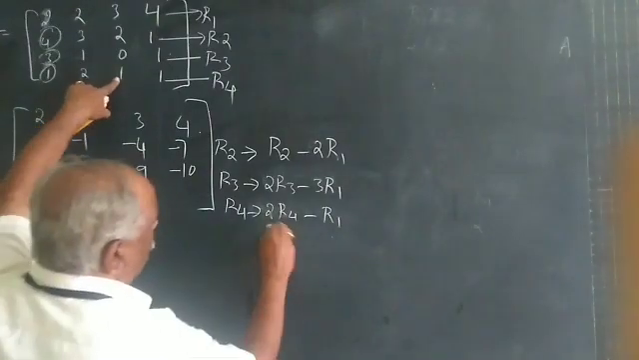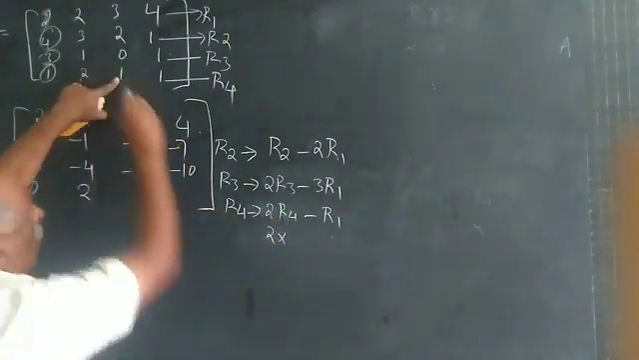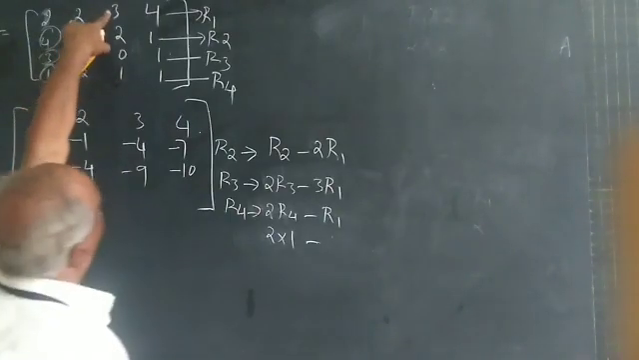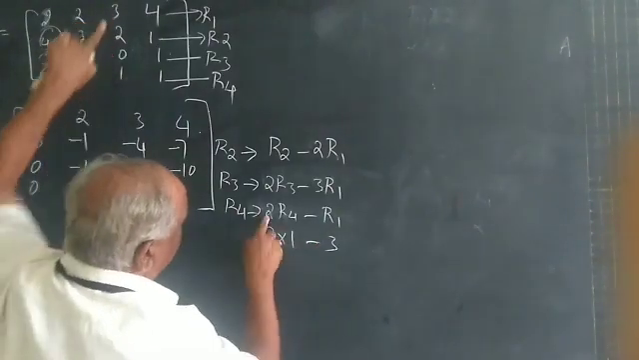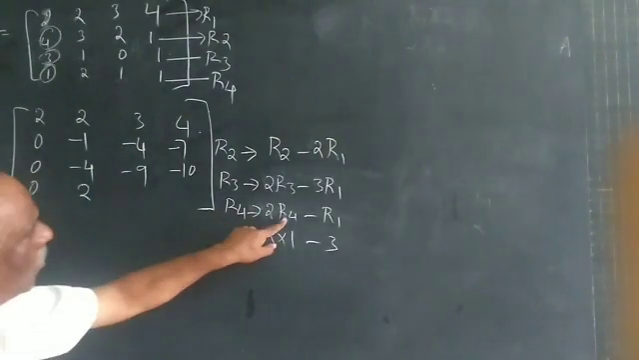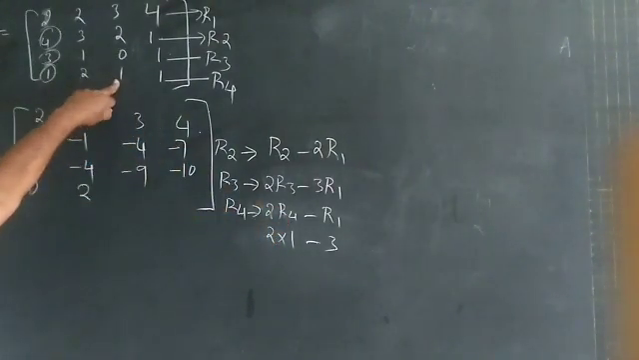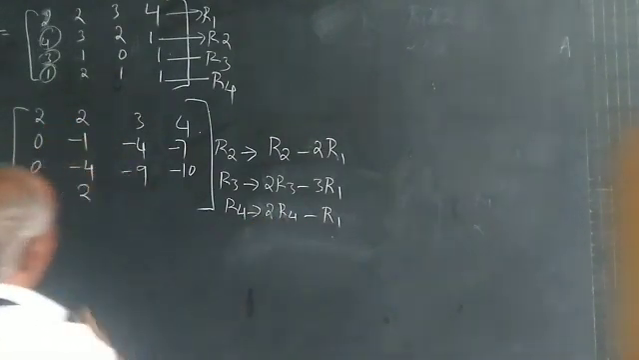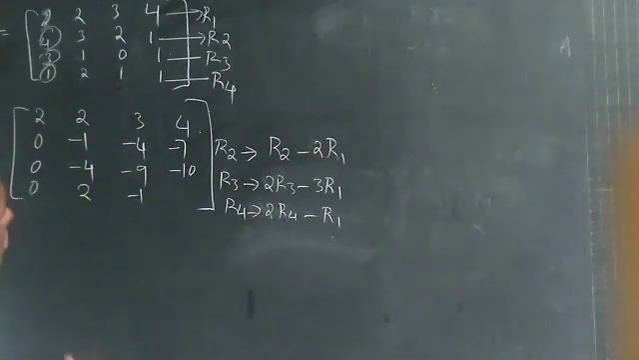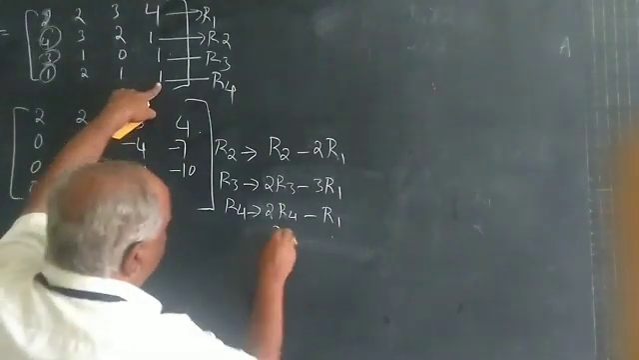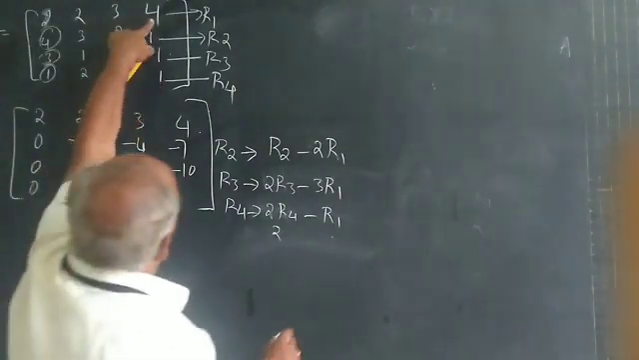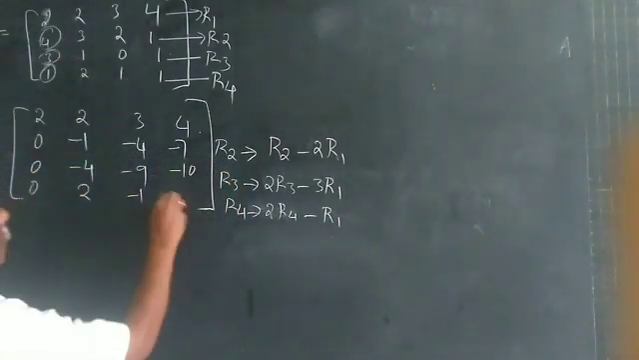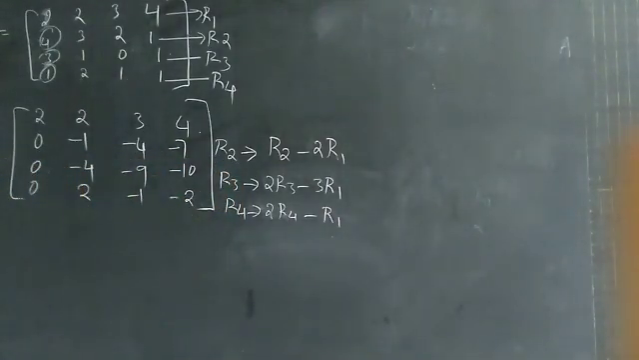Next, 2 into, what is R4? R4 is 1, minus R1, R1 is 3. Another point, 2 into, what is R4? R4 is 1, right? Minus R1, 3, 2 minus 3, minus 1, right? Next, 2 into R4, 2 minus R1, minus 4, 2 minus 4, minus 2. So this is what you have.